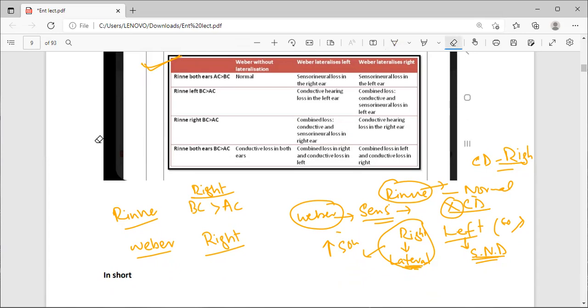Just a second. Let me remove all this. Okay, so these are not.